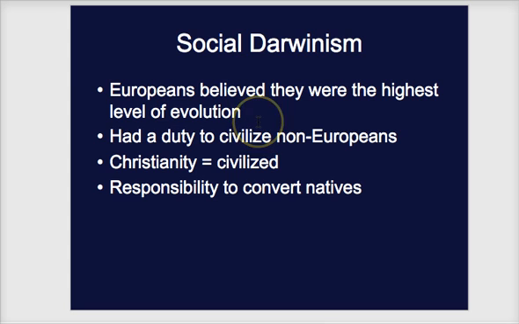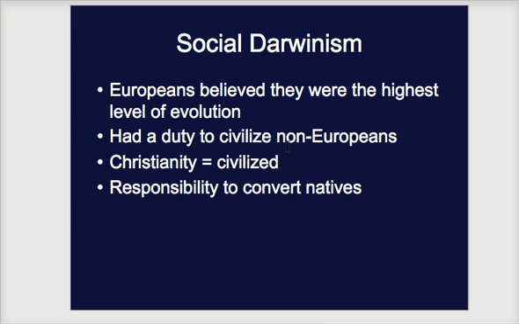So as a result, we needed to bring up those lower groups of human beings, and that was their duty, the white man's burden. So those non-Europeans had to be civilized. Well, first of all, we have to define civilized. Civilized, remember, means Christian. Your imperialists are going to start with your missionaries, bringing Christianity. We have to convert the natives.